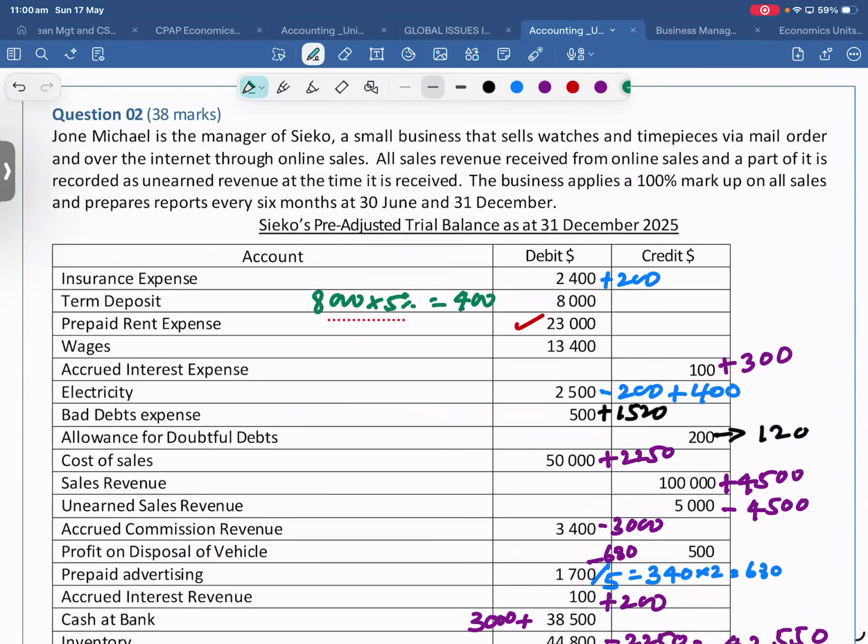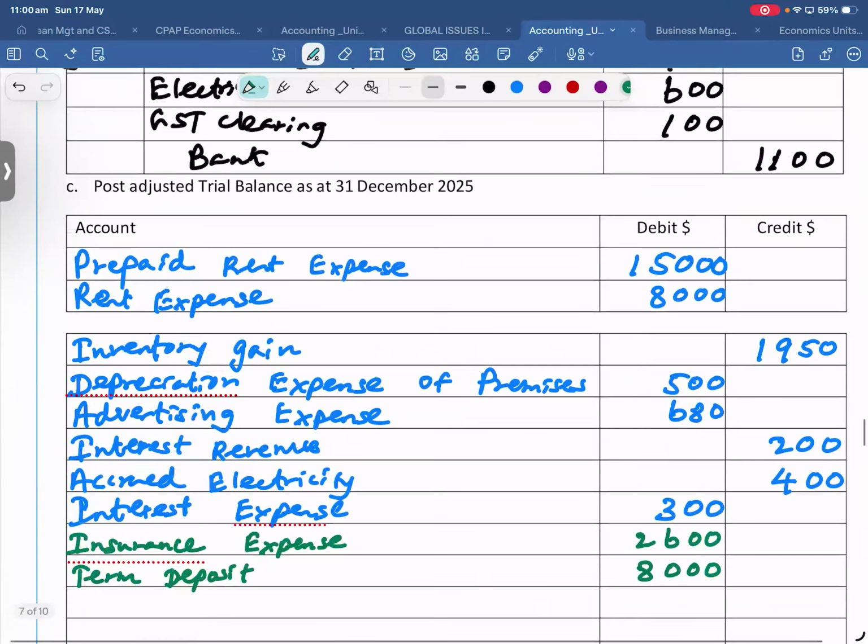Then prepaid rent, we have ticked it. That means had we done it? Yes. Prepaid rent. Then we have done. Right, next one, guys.